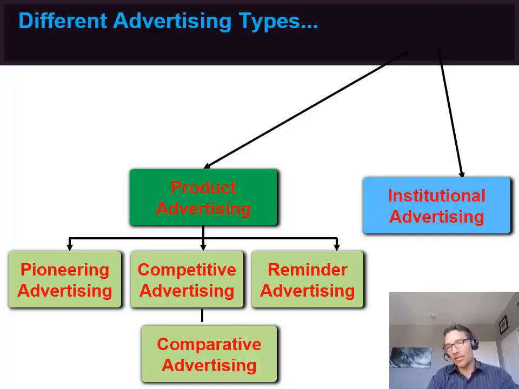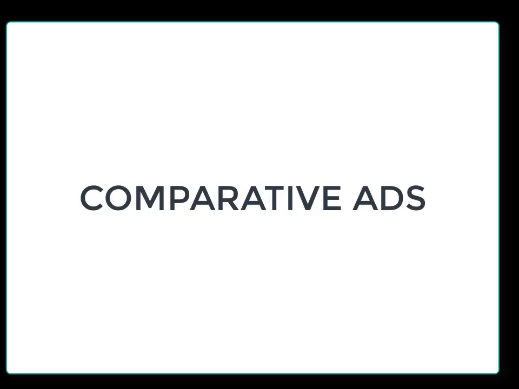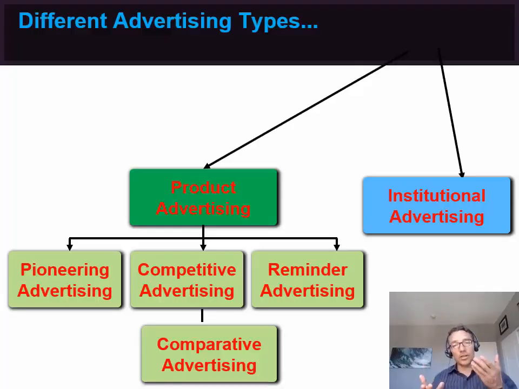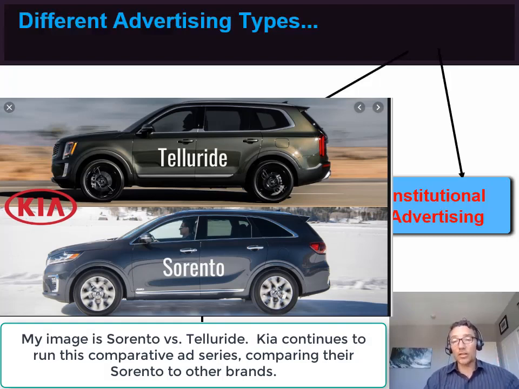Buy ours, not theirs, right? And underneath competitive advertising, one type of competitive ad is the comparative ad. That's when you're actually comparing yourself to another brand. So it might be the Kia Sorento with more cup holders than the BMW M series. So they're comparing themselves to another brand.